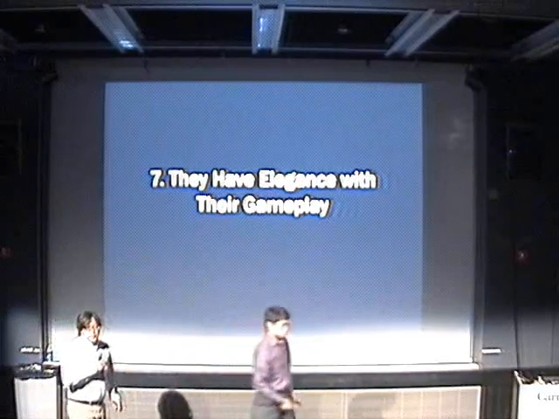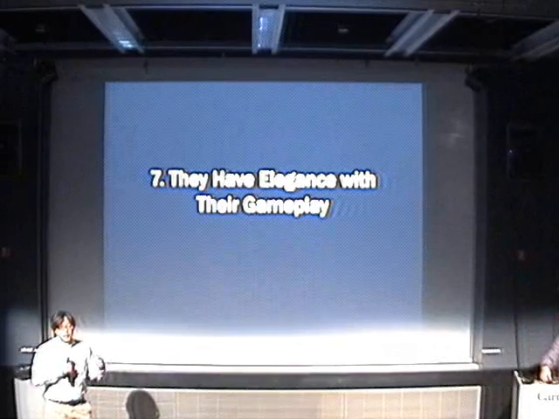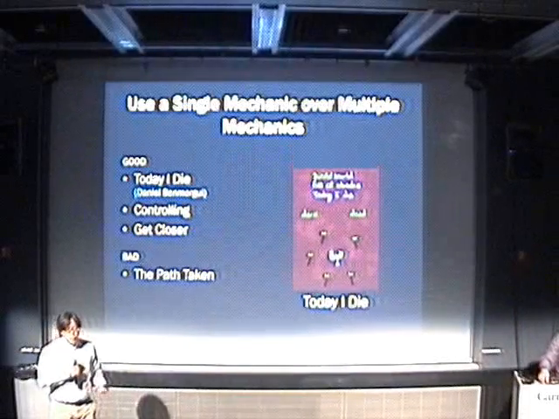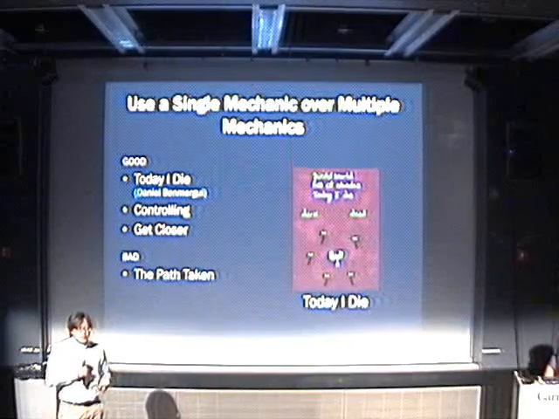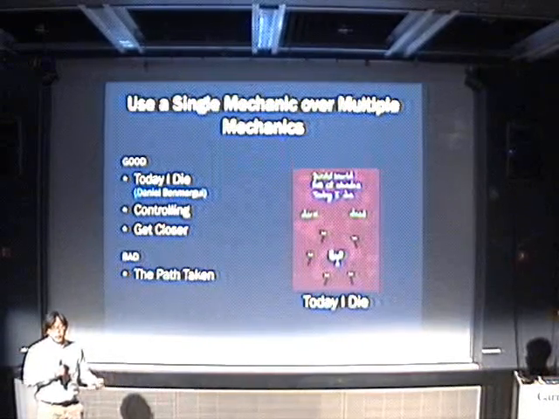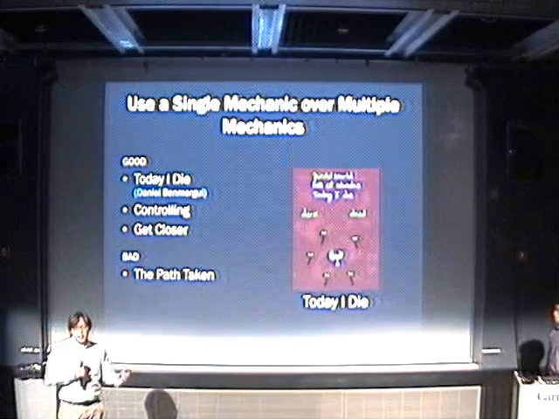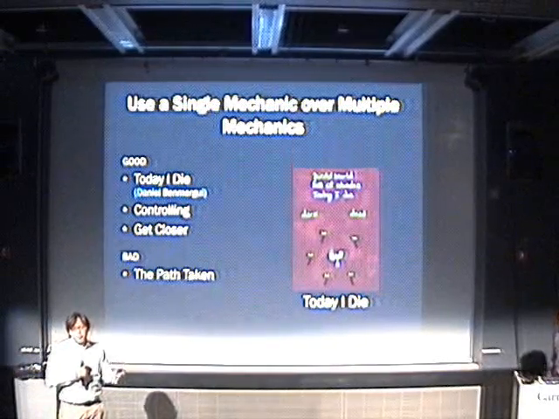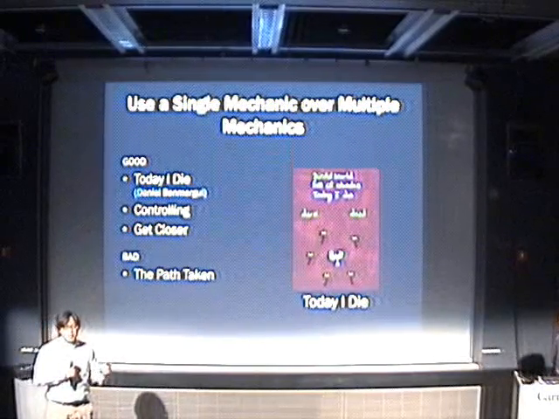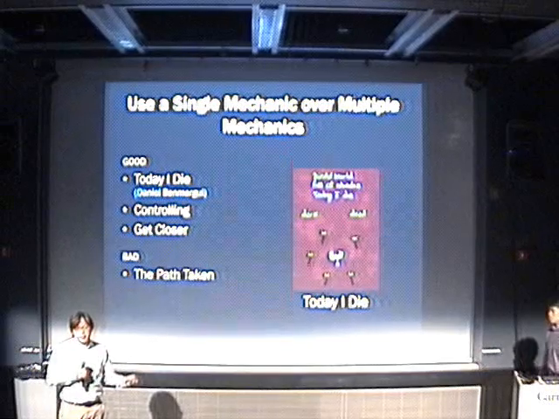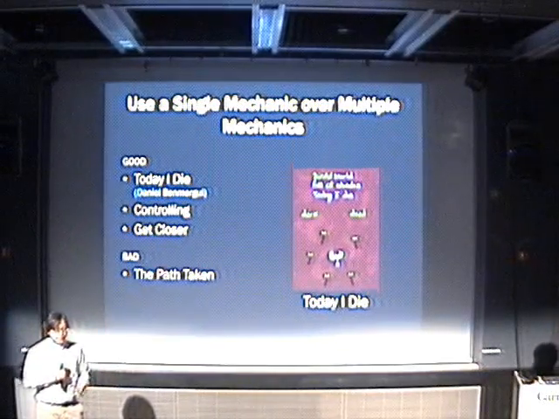Another quality we found was that a lot of strong proceduralist games have elegance within their gameplay. We formulated this as using a single mechanic to express something as opposed to multiple mechanics to express bits and pieces. Today I Die by Daniel Benmergui is a great example of this. In Today I Die, the main mechanic is that you click and drag words around into and out of a poem. And what this expresses is that different perspectives, as represented by the words, can change the world around you. And it does this all through this very simple, elegant mechanic.